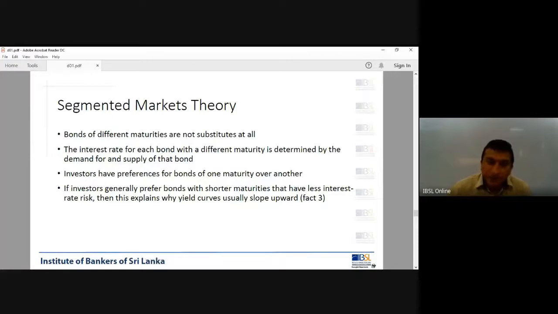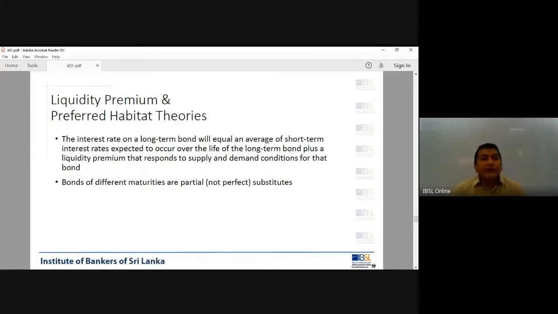Right, so we move to the so-called liquidity premium and preferred habitat. In fact, so-called preferred habitat, you know what habitat is? Your living environment, right? So the preferred habitat again tries to explain the segmented market that you are trying to bring into the equation here. But liquidity premium covers that.